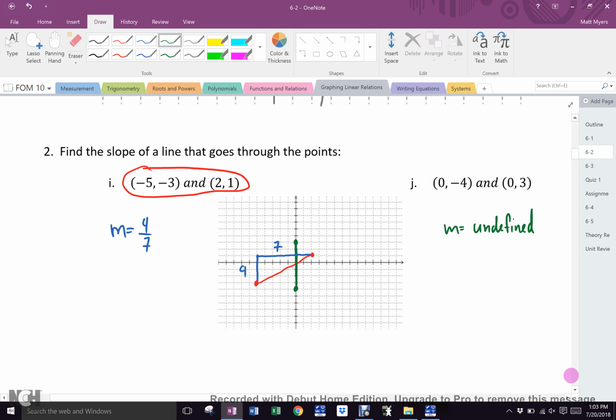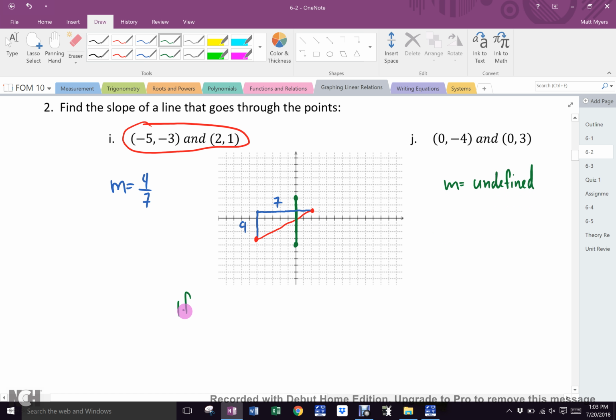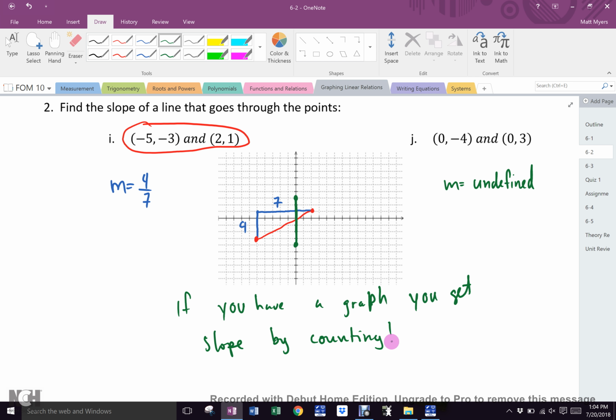Now, what does this tell you? If you have a graph, you get slope by counting. Hopefully every single one of you is capable of counting, right? If you have the drawing, you can count it out.